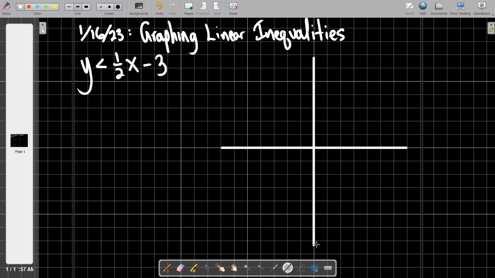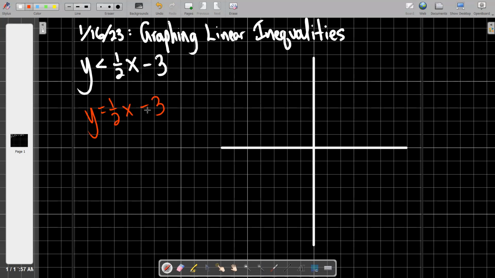Imagine for a second that instead of saying y is less than, it said y is equal to. You're like, I like this graph, this is easy. Where would I start my graph? Don't say -3. Thank you. We're going to go down 3, remember, and put our first point. It's the same thing as if I wrote, in red, y equals 1/2 of x minus 3.